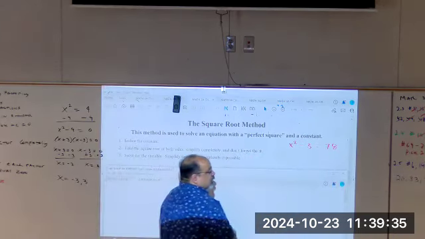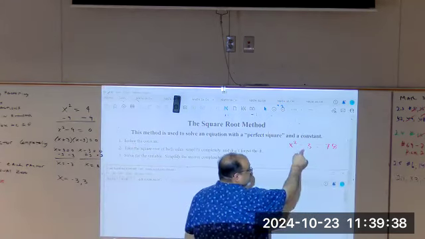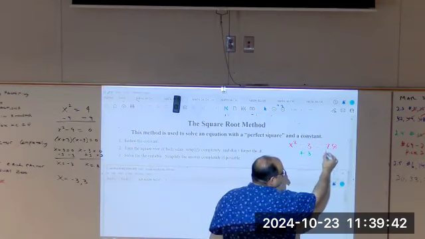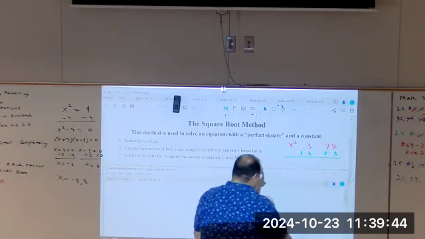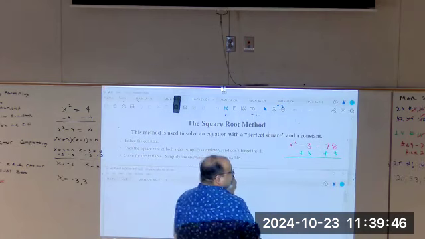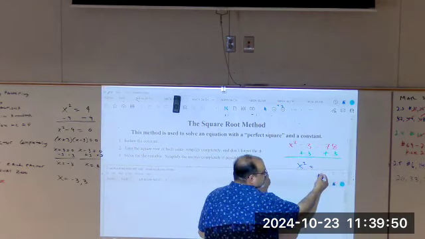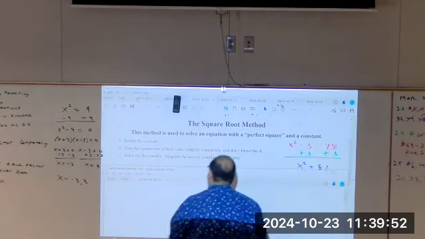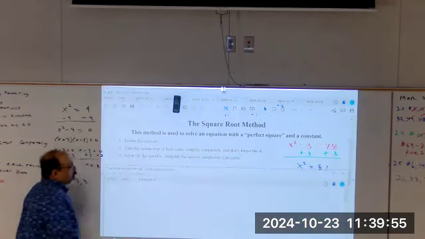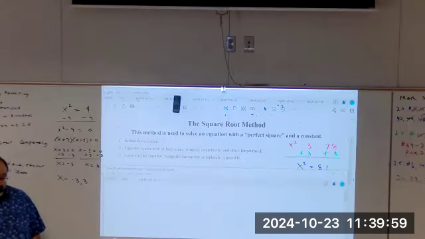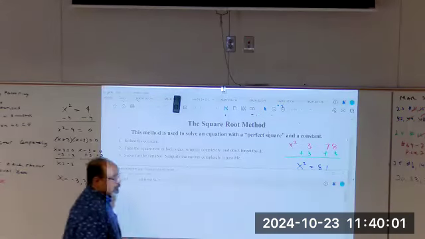The constant is the 78 and this 3. So I want to get the constant on that side. So I'm going to add 3. And I get x squared equals what? 81. Take the square root of both sides. Simplify completely. Don't forget the plus and minus.